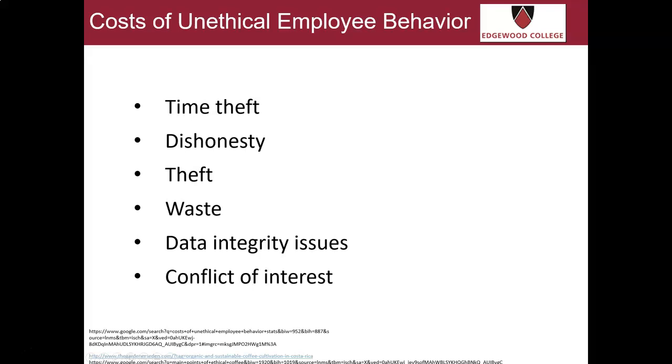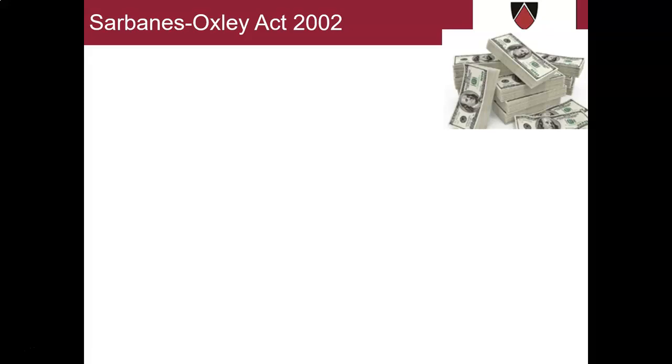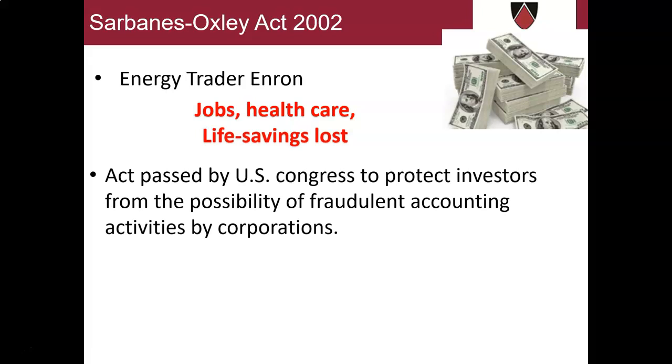The government has tried to control unethical behavior, and one of its efforts was the Sarbanes-Oxley Act of 2002. There's some question about whether the act is strong enough given the 2008 global crisis that we'll discuss in a few moments. Sarbanes-Oxley came after a very famous business scandal called the Enron Trader Scandal. Jobs, healthcare, and pensions were lost. The act tried to put forward rules that would protect citizens from accounting behaviors that were unethical.